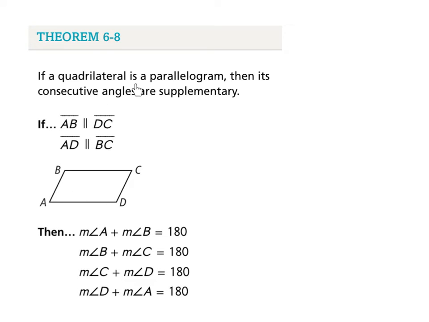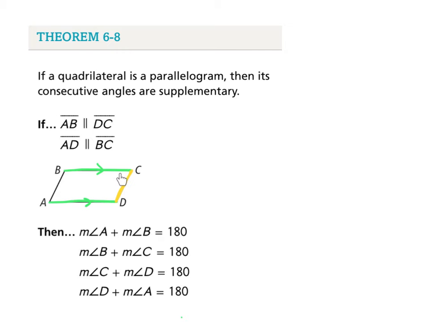And so what this is telling us is that if I pick any two of those consecutive angles, A and B, B and C, C and D, A and D, they would always add up to 180. They'd be supplementary. And the reason we know this is because, again, we would look at segment BC, for instance, and segment AD, and then we would look at segment CD as a transversal.